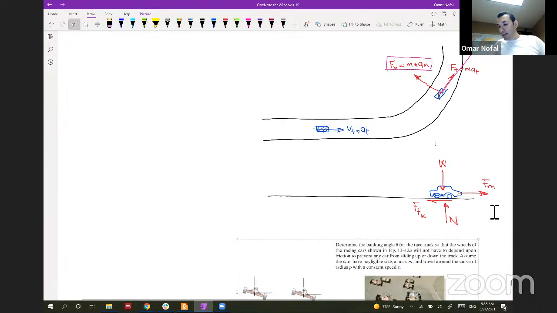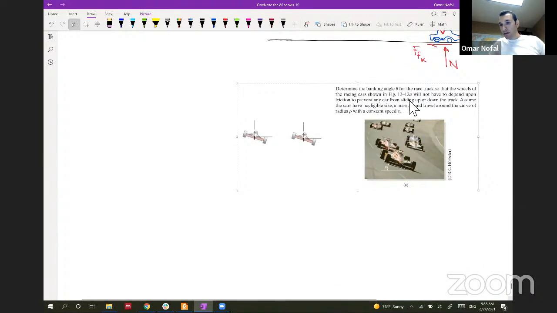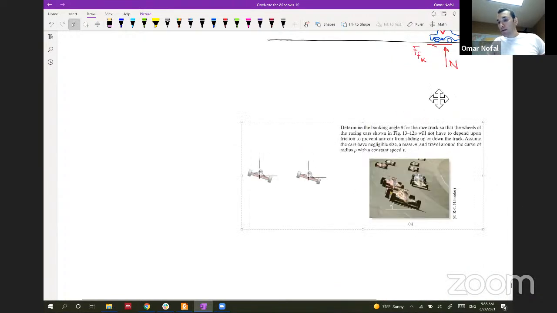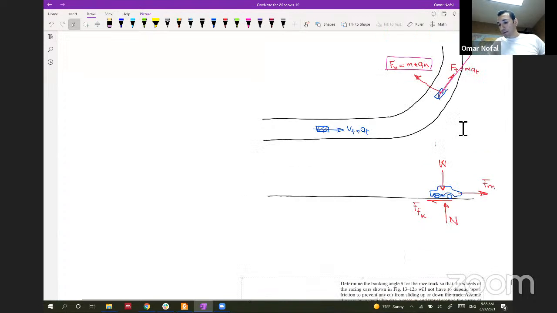I need to move this figure. Okay. And this is what we call the free body diagram.